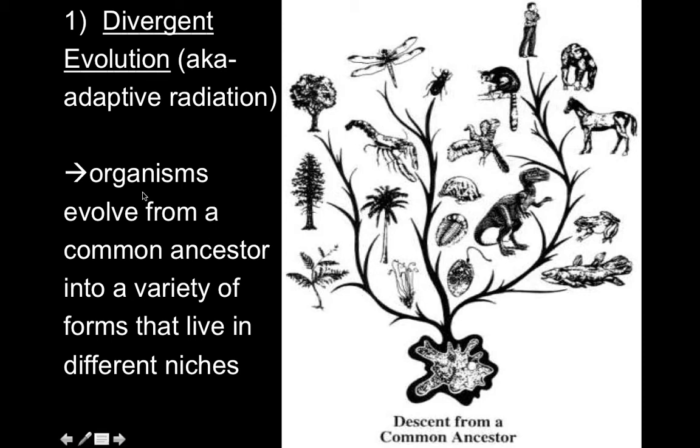So over here we have organisms evolved from a common ancestor into a variety of forms that live in different niches. And we could draw these with cladograms. So we can have a cladogram that's specifically just for fish or for frogs or for horses or for primates or for dragonflies. And they would all be different divergent evolution cladograms on some level.